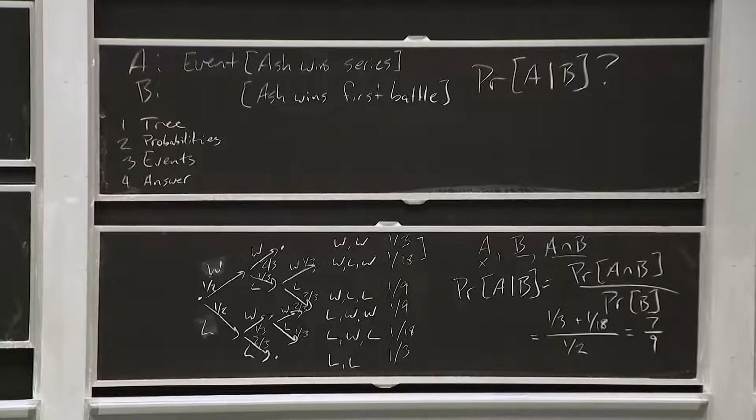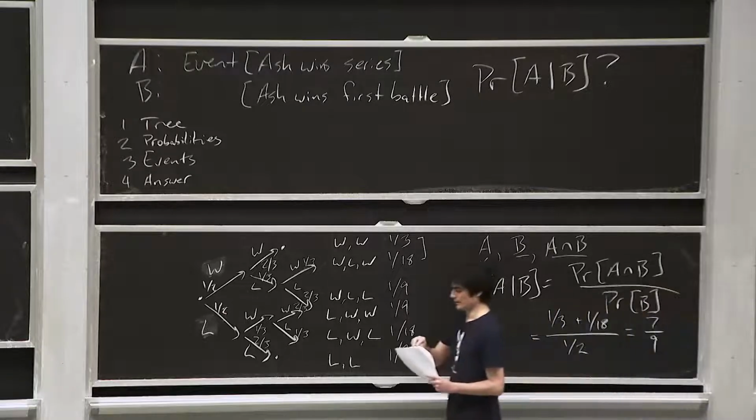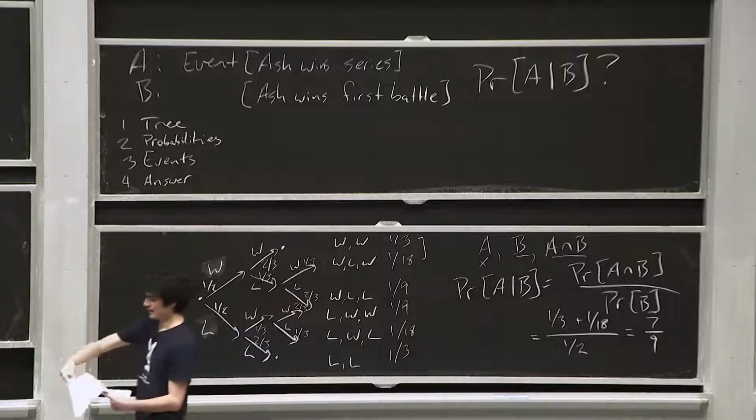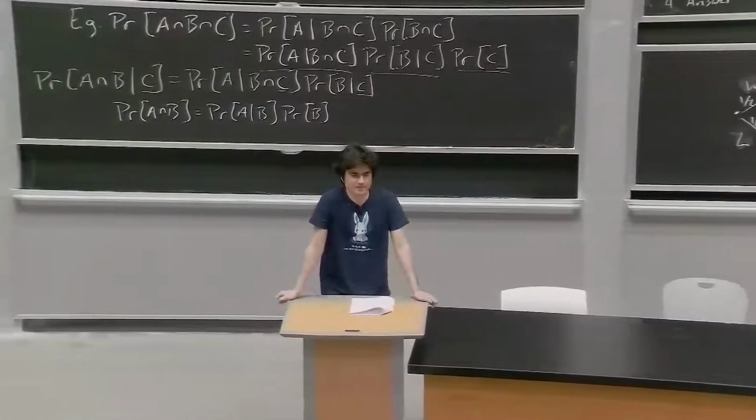Okay. So the probability that Ash wins the entire series, given that he won the first battle, is going to be 7/9. Okay? So far this is pretty straightforward, right? Fairly routine arithmetic. But what if instead we ask for the probability of B given A?